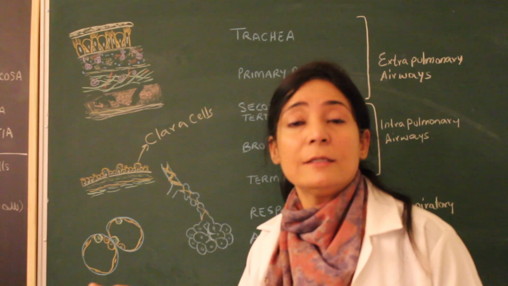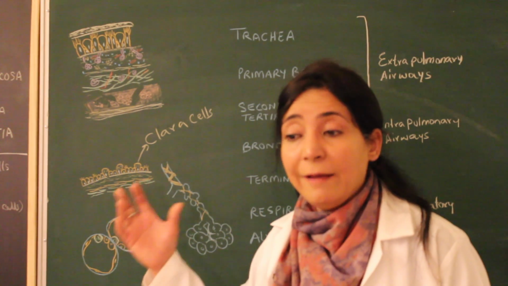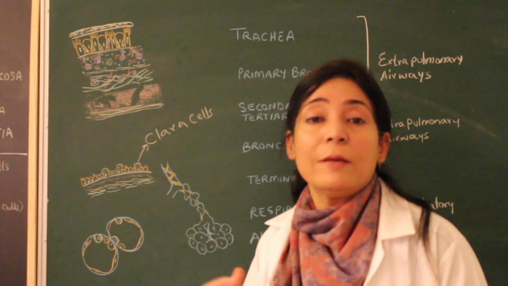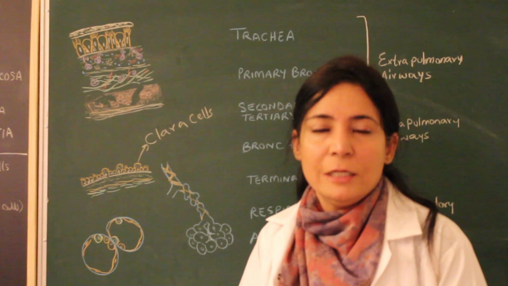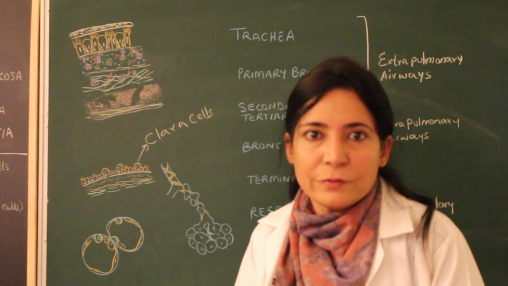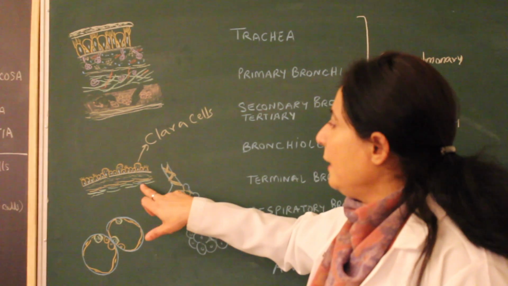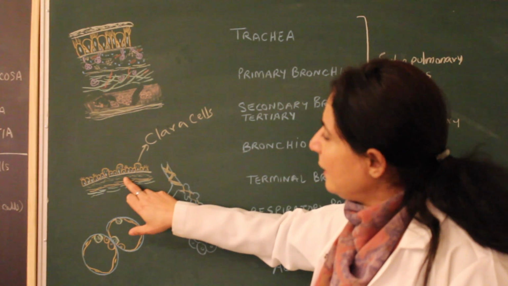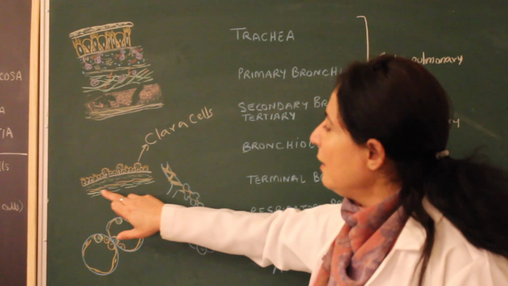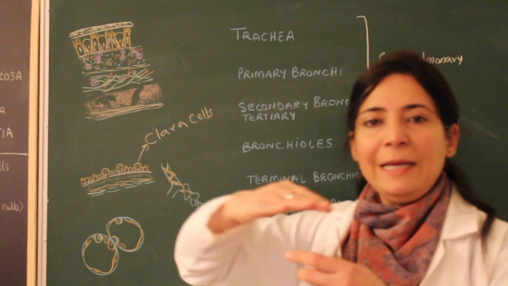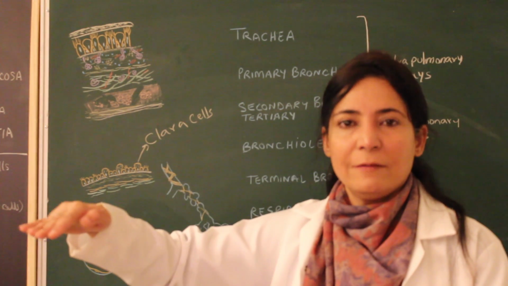Some studies have suggested that the Clara cells have certain granules which are helping in detoxifying. So they act like defense cells also. Then at the junction between the lamina propria and the submucosa, we have thin bands of smooth muscle fibers.